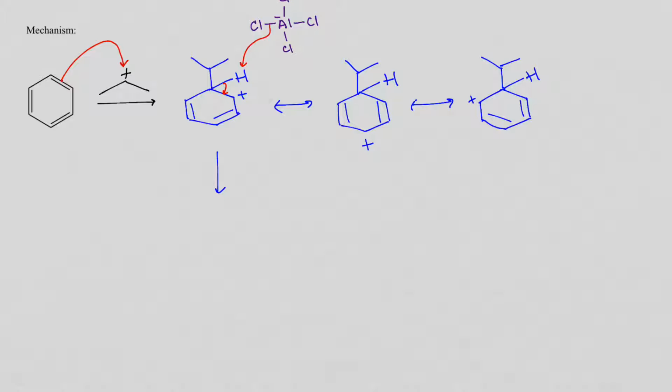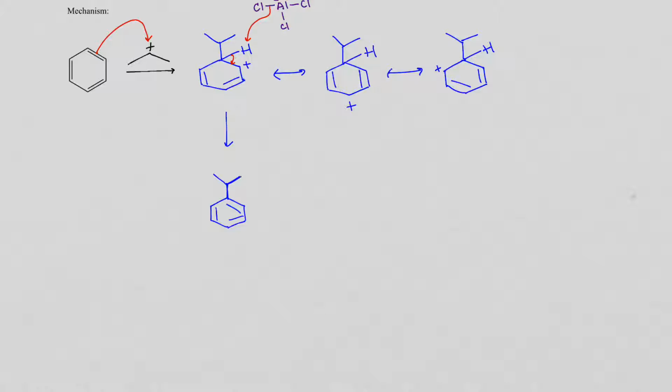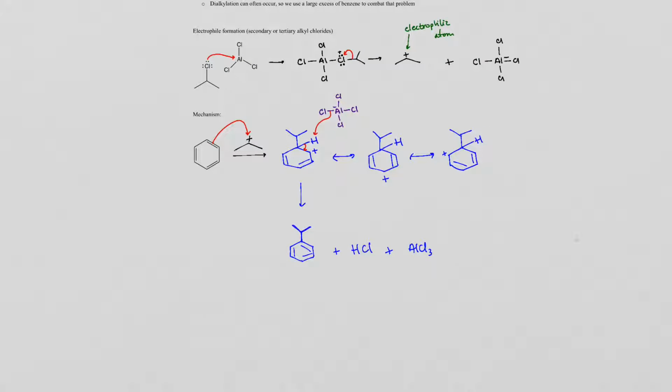And make sure it's really clear the difference between a resonance arrow and a reaction arrow. Cool. So that is our major organic product. We also produce here, I'll make it nice and dark, some HCl, and we get our AlCl3 back. So that is the catalyst that we have.